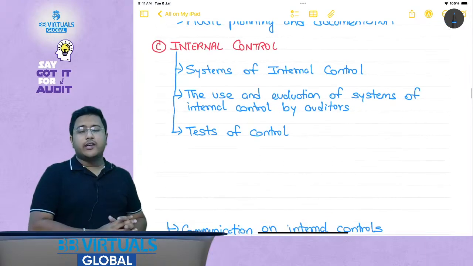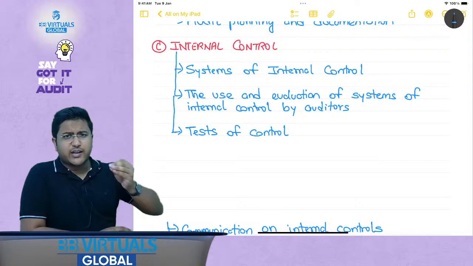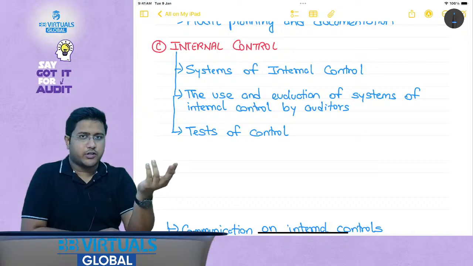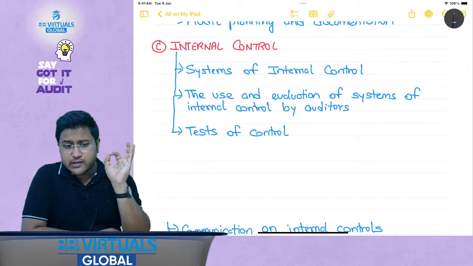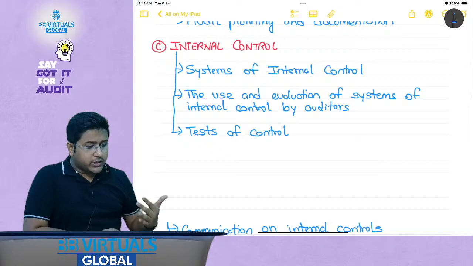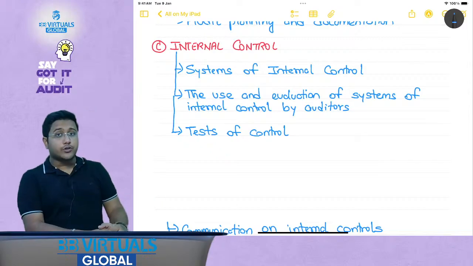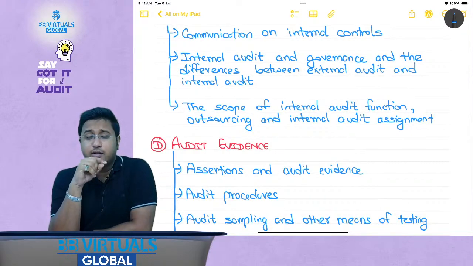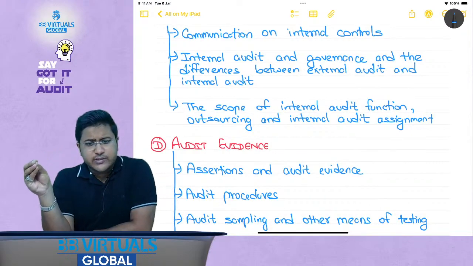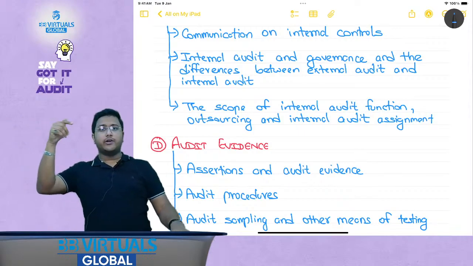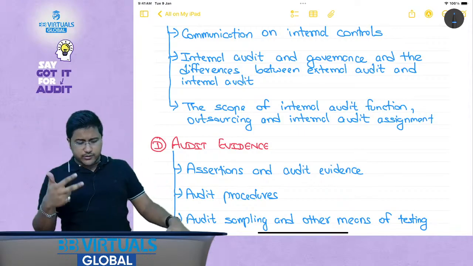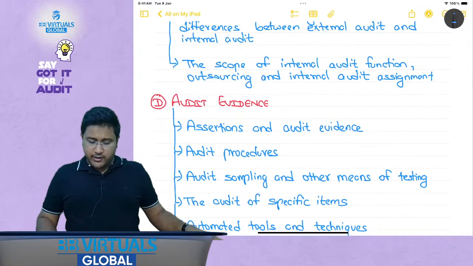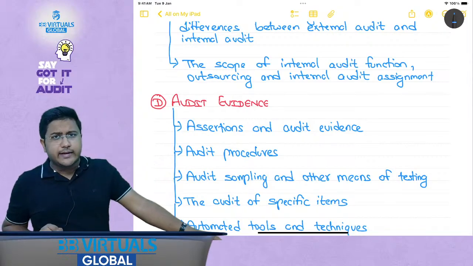Then internal control. Here we will be talking about systems of internal control. Like I told you about a very small control in my organization today, right? There are hundreds of other controls in my organization. So we will have to discuss all of those controls, how they are used in the process of audit, and how the test of control happens by the auditor. Then we'll also have to discuss communication of internal control. Like we said, if there is any deficiency in internal control, we will have to communicate to management or those who have governance. So we will have to discuss each one of them. Then the scope of internal audit function, outsourcing and internal audit assignment. So we'll have to discuss in detail about the internal audit also.